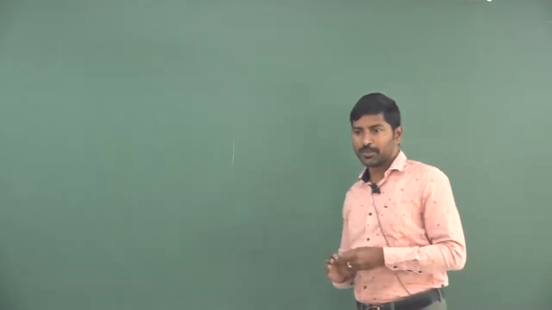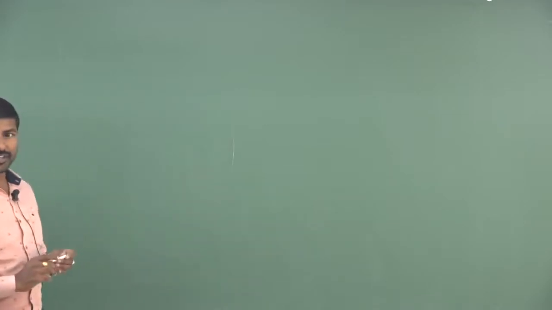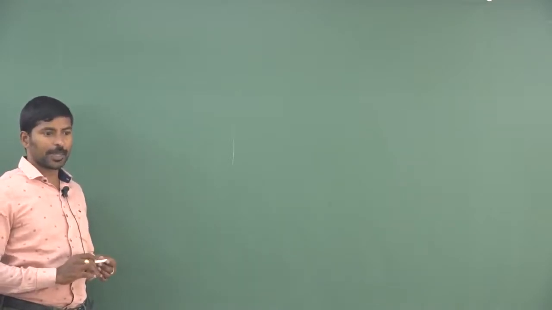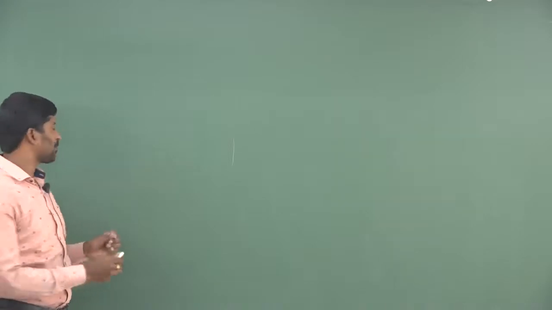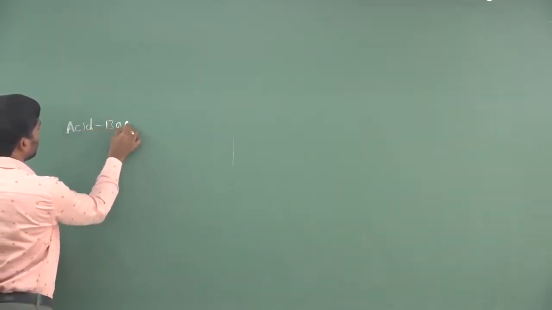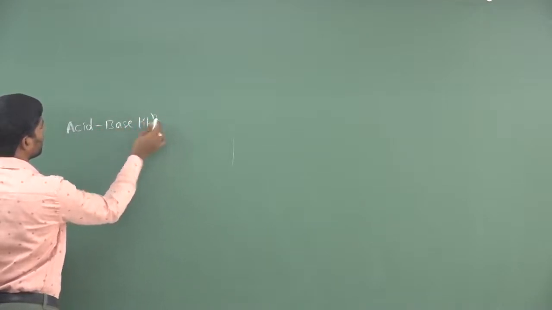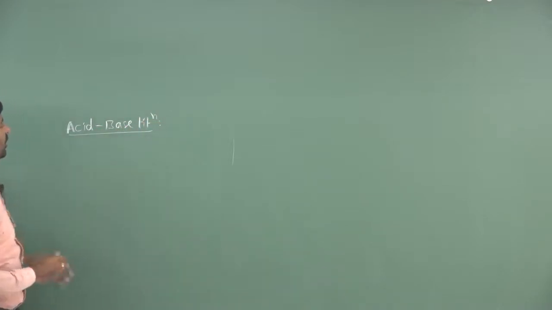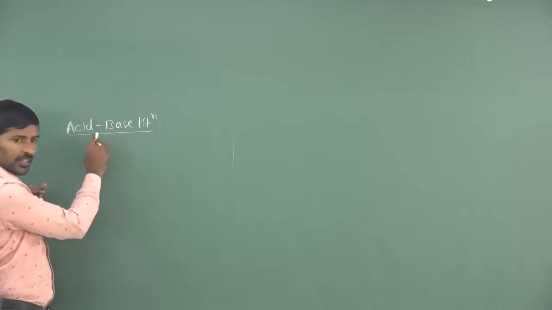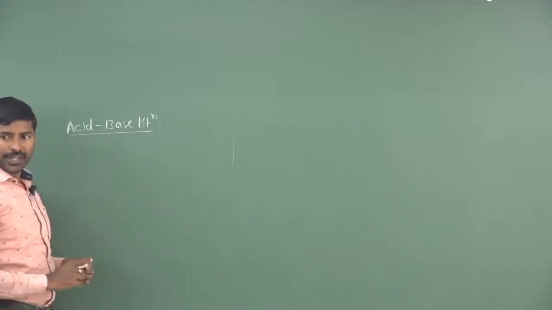Okay, this morning we discussed up to conductometric titrations. Next one, potentiometric titrations. In potentiometric titrations we have acid base titrations, redox titrations and precipitation titration. So, acid base titration, and simultaneously I will explain determination of pH also.